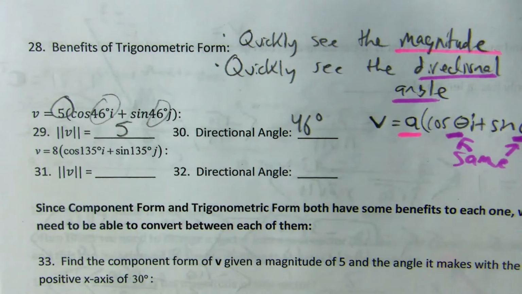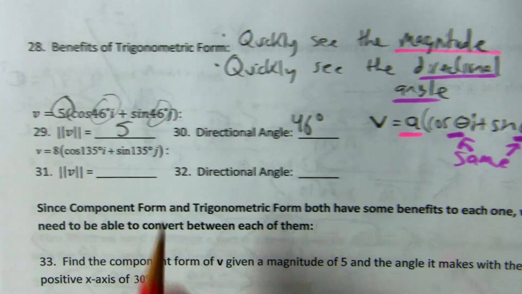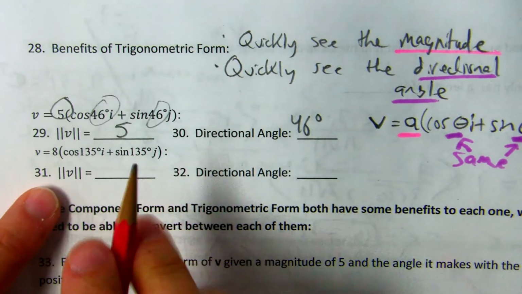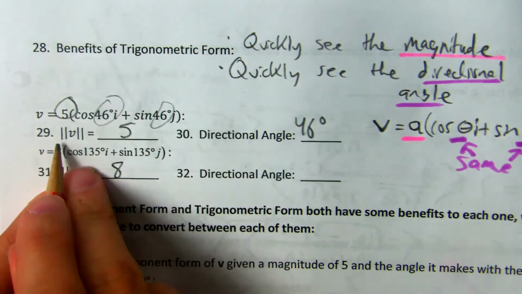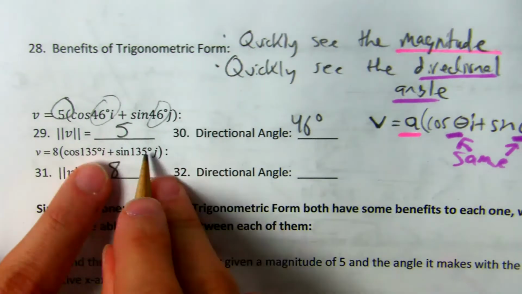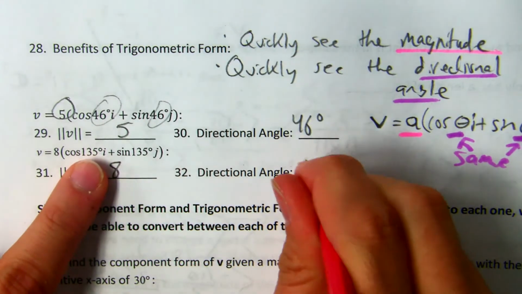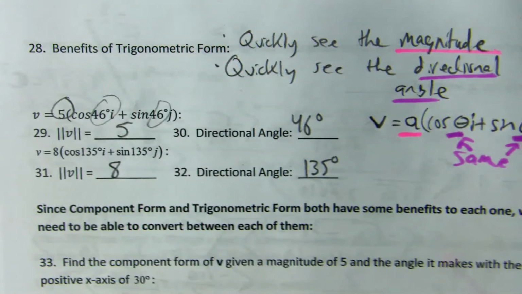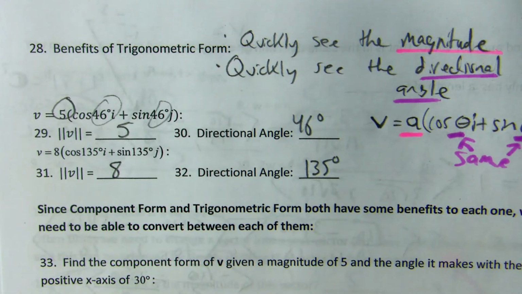That would be from the positive x-axis. Okay, so again, it's written in this form. You should instantly know the magnitude because it's sitting right there, and you should instantly know the angle that it's heading in from the positive x-axis, like you did in triangle questions.